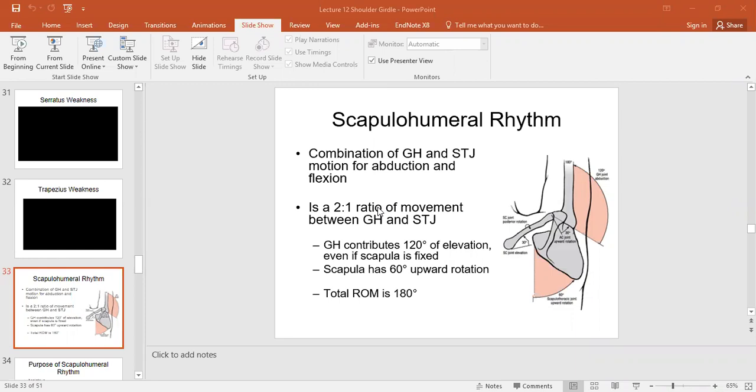Even if the scapula does not move, you're going to get 120 degrees. The gentleman that we just saw with the weakness of the traps, when he tried, he probably managed 120 degrees, but that was about it. Everything else after that was compensation from levators or whatever he happened to be using.